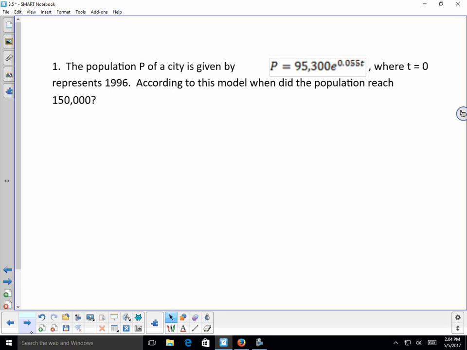For this one, it says the population P of a city is given by P equals 95,300 e raised to the 0.055t, where t equals 0 represents 1996. According to this model, when did the population reach 150,000? Okay, at this point, you would plug in what, where?